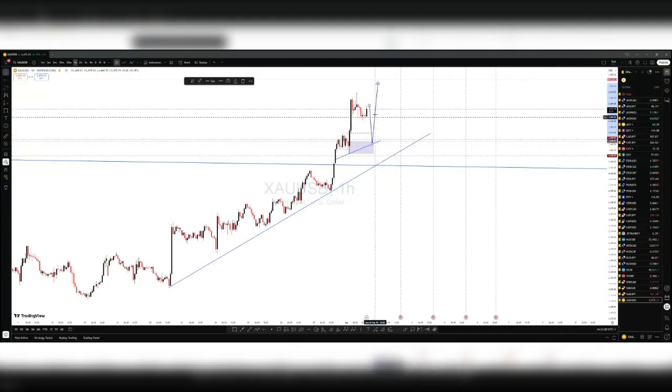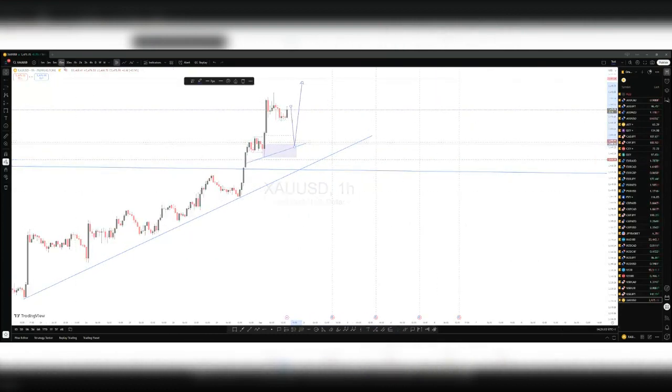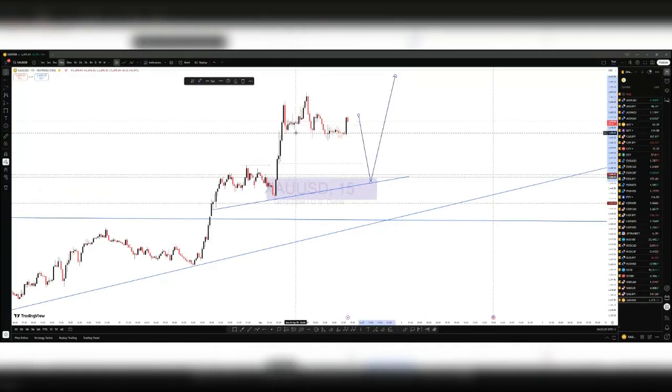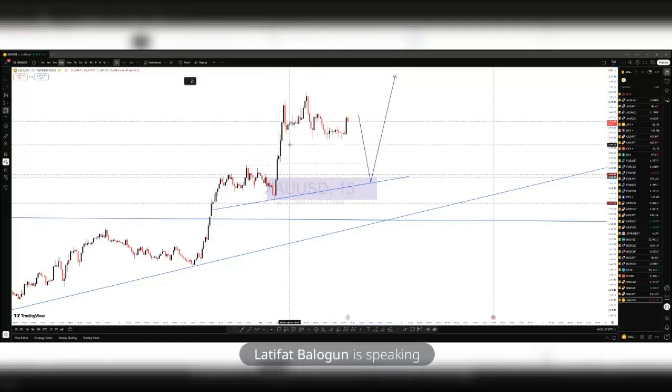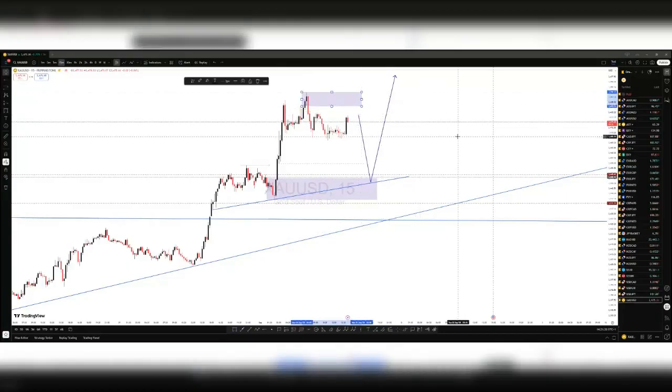Now, the change of character that you said you saw in the 15 minutes, I'm going to show you. This is the change of character. We had bullish price action, then price sweeps the previous high, breaks below the previous low, right? Yes, it's not an incorrect change of character pattern.